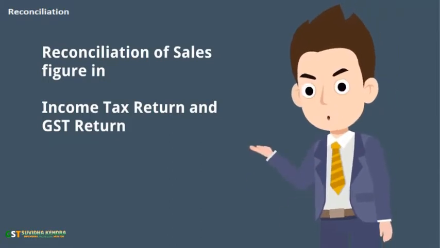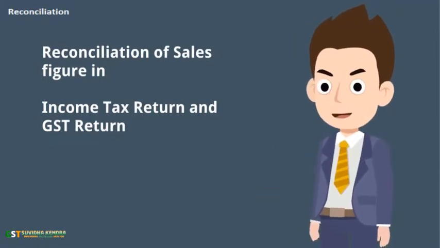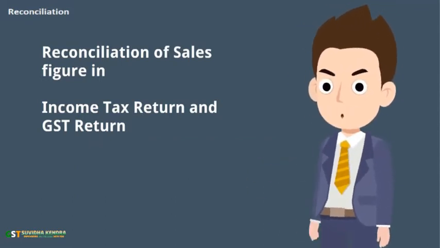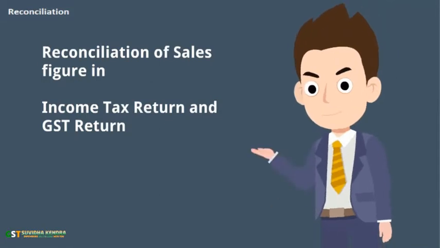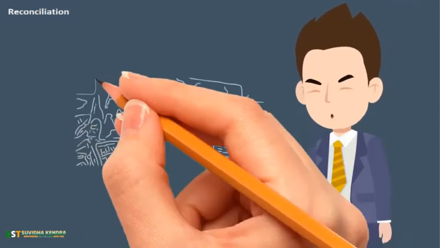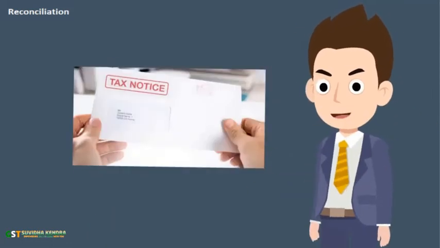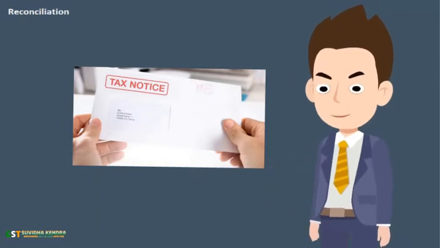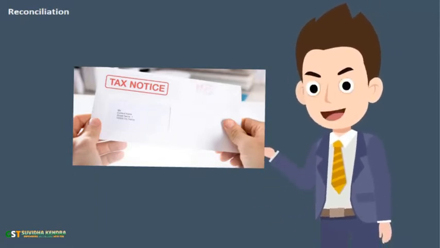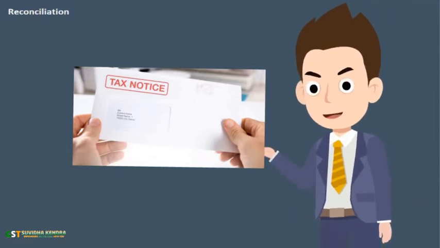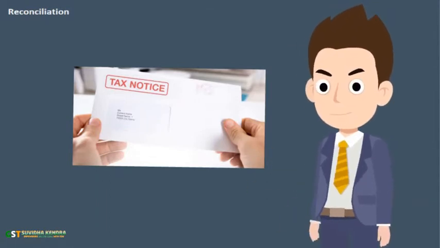Third type of mismatch is mismatch in ITR and GST. The sales figure mentioned in income tax return and GST return should match with each other. If the supplier has mentioned less amount of sale in income tax return, then supplier can face show cause notice issued by income tax department. If supplier has mentioned less amount of sale in GST returns, then it can face again show cause notice from GST department.